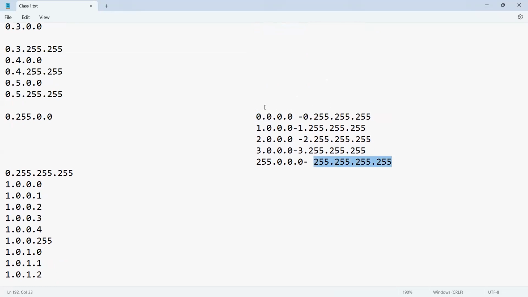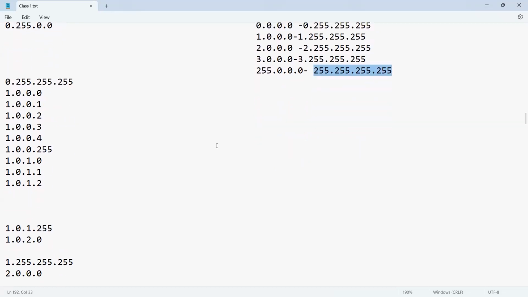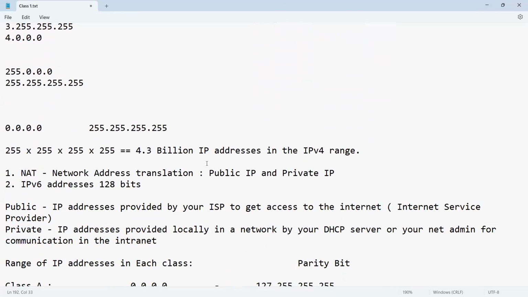So if anyone were to ask how many IP addresses there are in total, you would multiply 255 four times: 255 into 255 into 255 into 255. Since there are 4 octets, each octet revolves 255 times. That would give you 4.3 billion IP addresses. Back in the era of the 1950s or so, when IP addresses were invented, they thought 4.3 billion IPs were more than sufficient. But fast forward to 2023, the population itself is 8 billion people, and 4.3 billion IPs would not be sufficient. So they came up with two solutions.